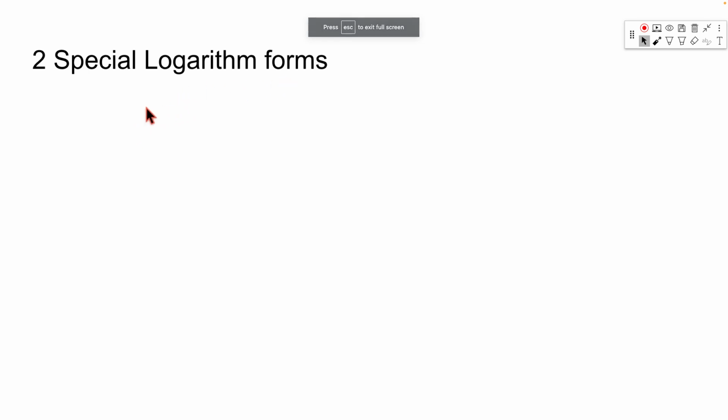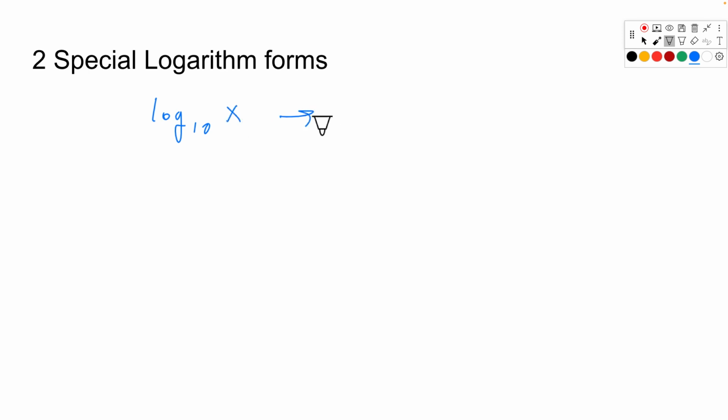So the two special forms are: when we have log base 10 of something, we simply write it as log. We don't put the base. This is called the common logarithm. Again, base 10, because our number system's base 10, 10, 100, and so forth. And you'll see that there's actually a button on your calculator, so you don't have to go into the math key. When you're doing the common log, you just hit it.